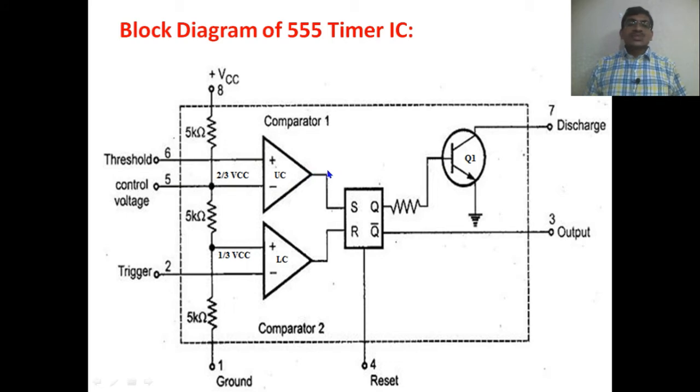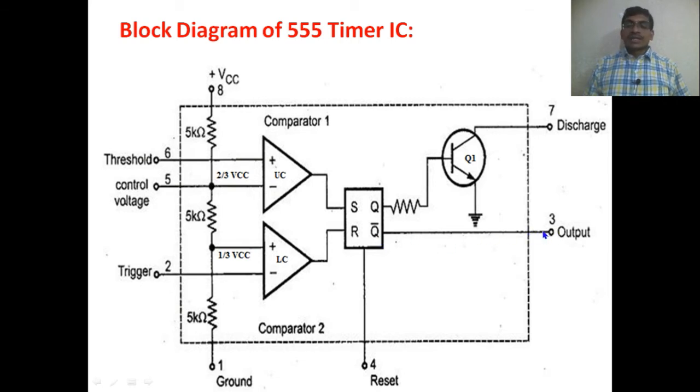And these two comparator outputs are given to a flip-flop, which is an SR flip-flop, set-reset flip-flop, which has two outputs: one is Q, another is Q bar. Q and Q bar are opposite to each other. When Q is equal to 0, Q bar will be 1. When Q is equal to 1, Q bar is equal to 0. And from Q bar, the output is given to the outside, which is the third pin of our 555 IC.